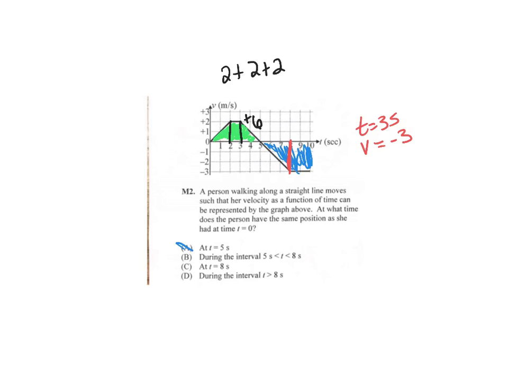So if you made a mistake and did -3 times 3, that would be 9, and you would say, oh, well, it's below it. But remember that this is a triangle, so I've got to divide this by 2. And so at 8 seconds, it's gone -4.5 meters. And so it doesn't reach it during that interval. So the answer has to be D when it's greater than 8 seconds. All right? Number 3.